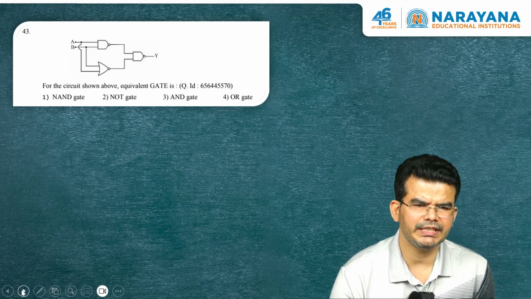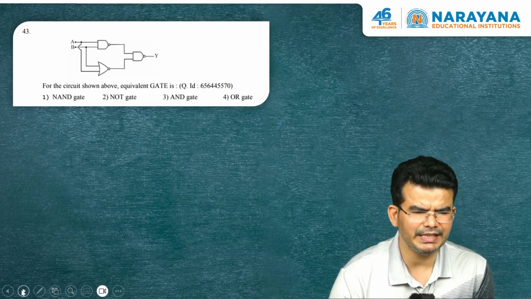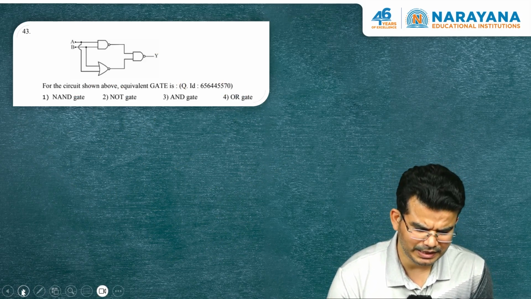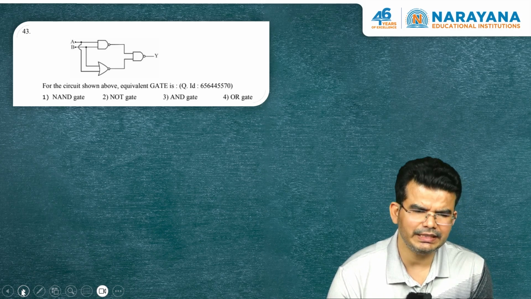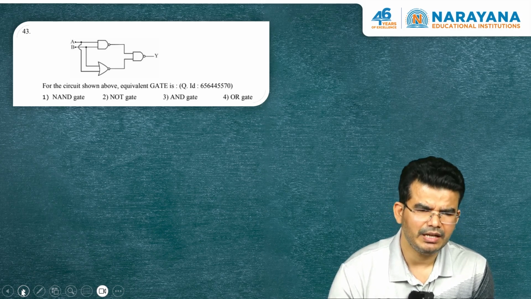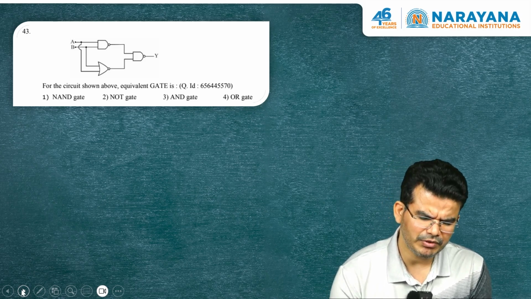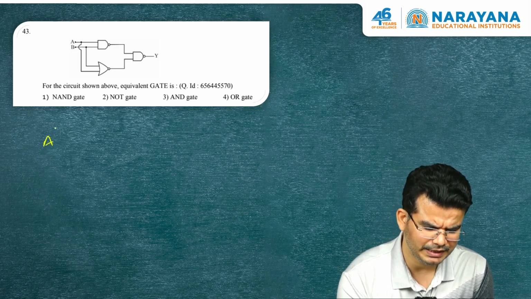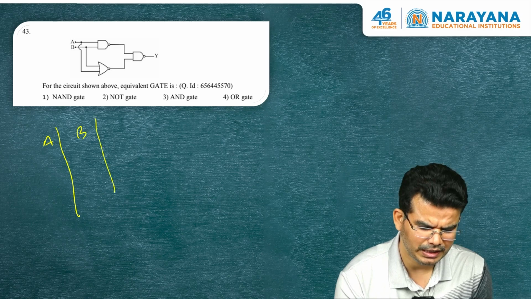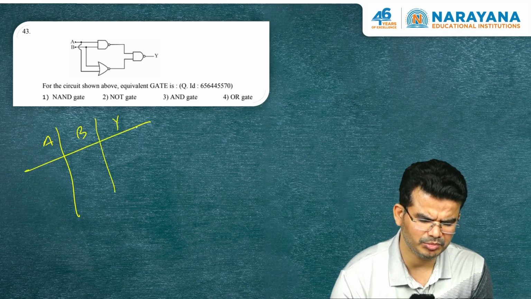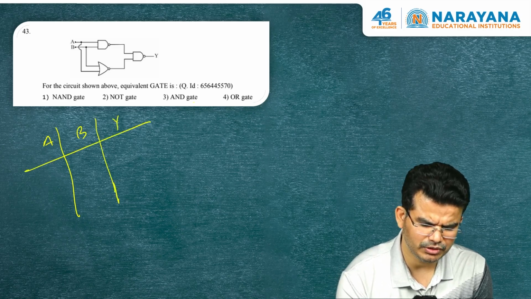So, this is a logic gate problem. They have made some gates and are asking what the equivalent gate is. Now it can be solved by Boolean algebra, but why go into unnecessary complexity when a very simple method exists. We will make a truth table. Let us say here A, here B, and the output Y, and we will check the output.